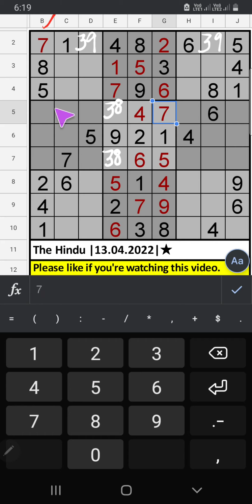Column B, 3 numbers are remaining: 3, 6, 9. 7th row and 5th row, we have 6, so 6 can't come in these cells. Then 6 is confirmed here. 3 and 9, it will come in any one of the cells. We will confirm later.